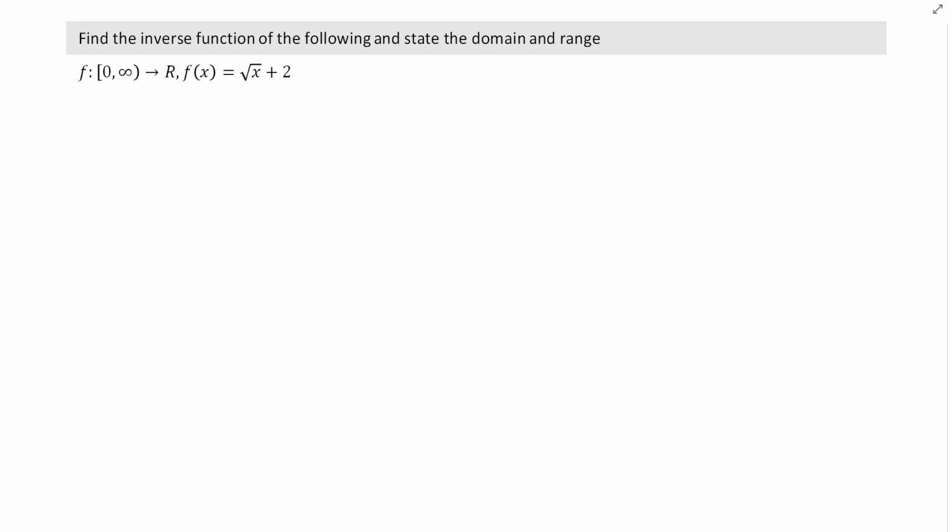So we're going to be answering this question before us, which says that we need to find the inverse function of the following and state the domain and range. So here it is right here. The first thing that we're going to do is just state what the domain and range of our function is. So the domain of the function is given to us. It's just 0 to infinity.